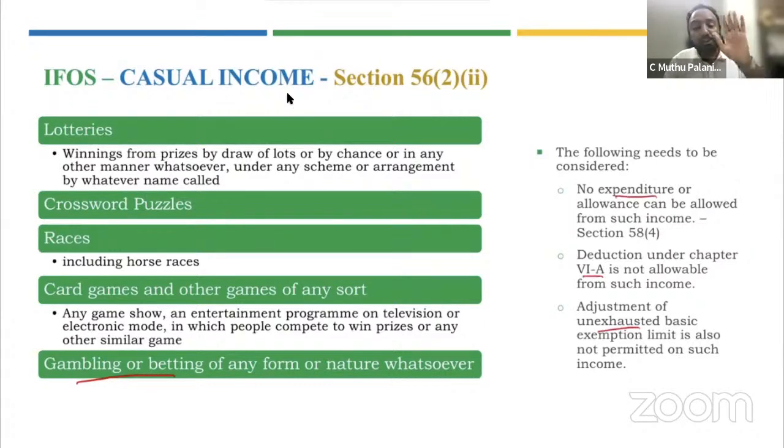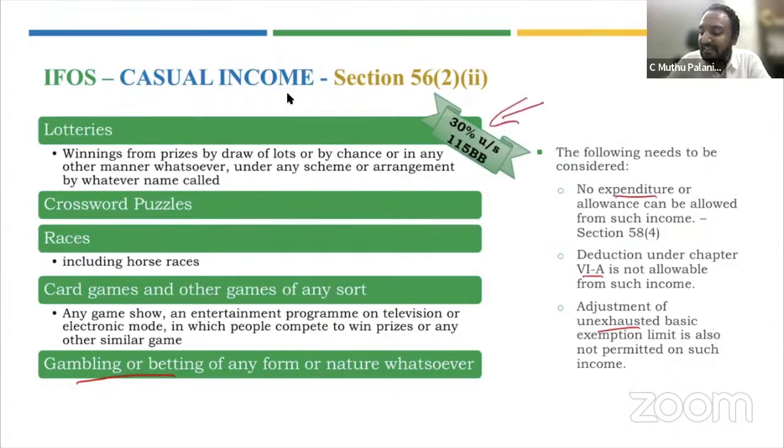So here I'm not talking only about non-resident. The adjustment of unexhausted basic exemption limit is not available for anyone. Deduction under chapter 6A is not available for anyone. No expenditure is also not allowed. So that is your casual income. And what is the tax rate? It's a flat 30%. So there is no slab rate for casual income. It is flat 30% for any of these income.